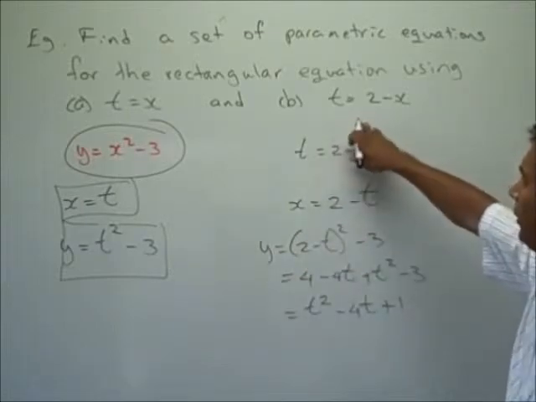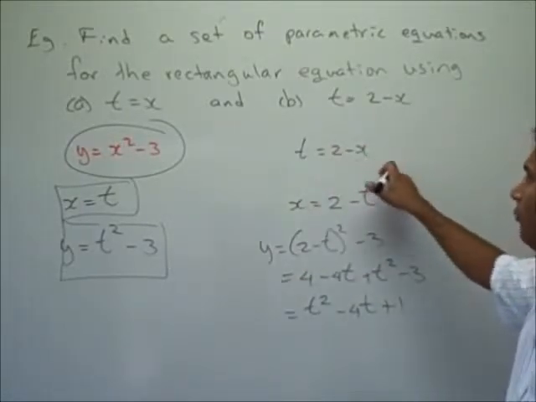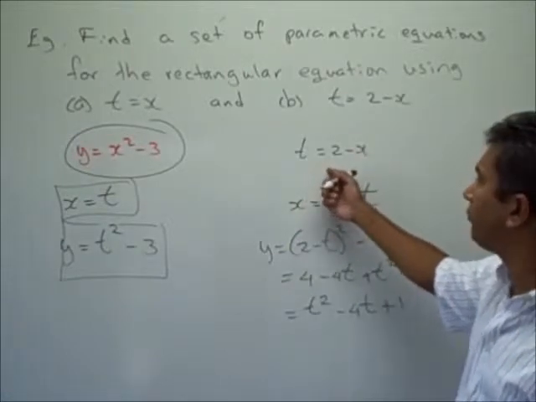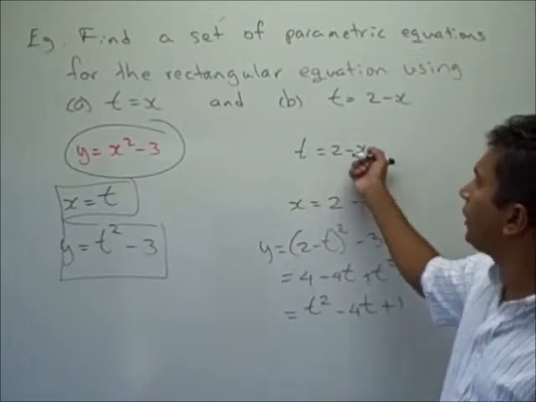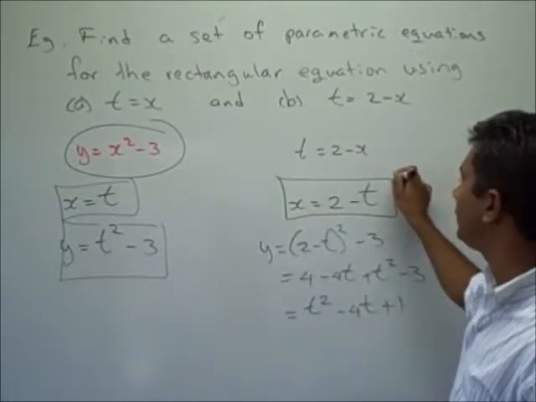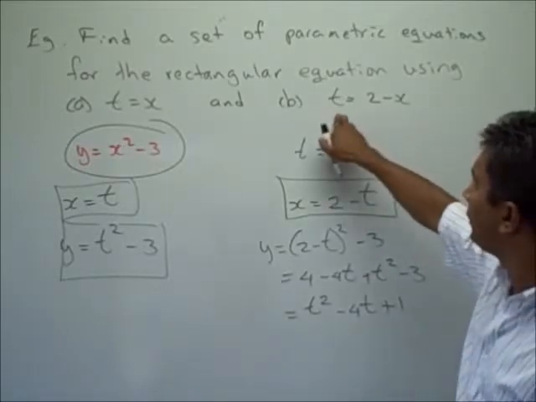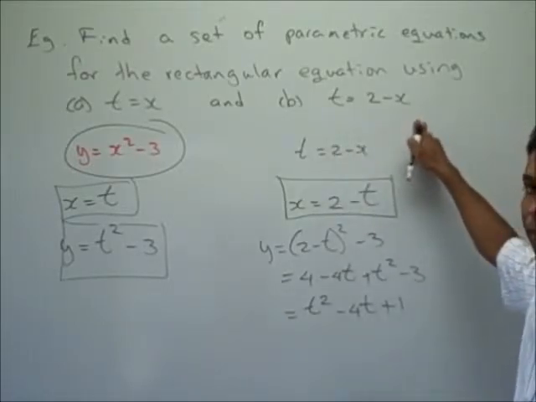Now for part b, we're told that t is equal to 2 minus x. To get our first parametric equation, we need to solve for x. So if we add x to both sides and subtract t, we have x is equal to 2 minus t. So here's our first parametric equation when t is equal to 2 minus x.